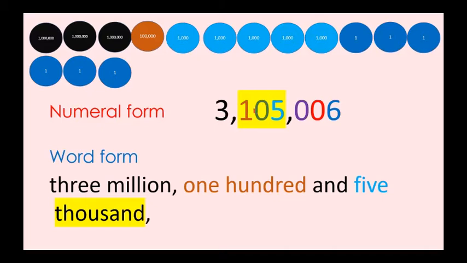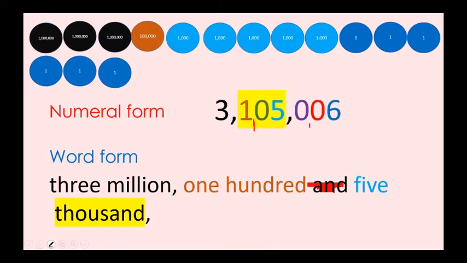So that gives us 3,100,000. We don't have to say the 0. So 105. We need to put an and in here. And 5,000. And then, 006. So 3,105,000. Do you think we say 6 or and 6?